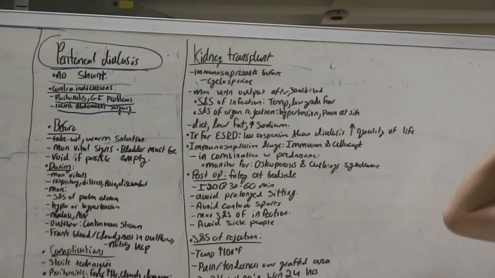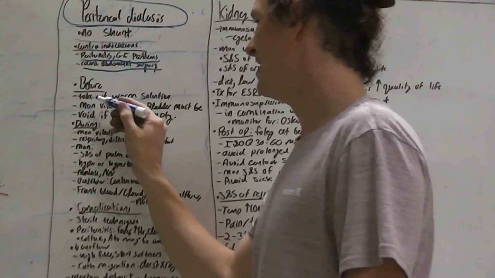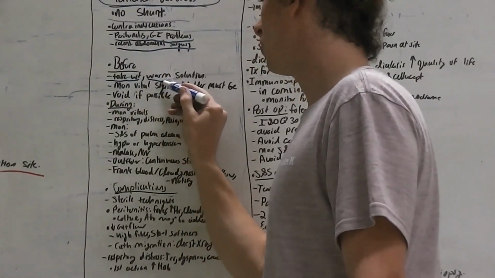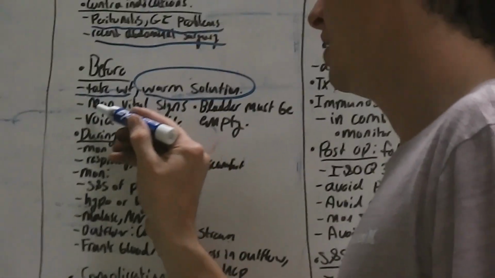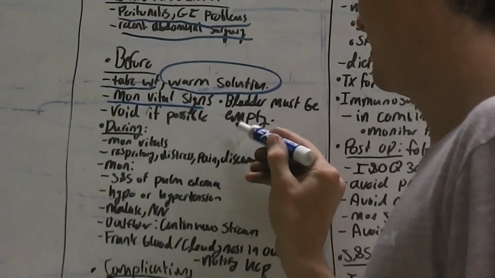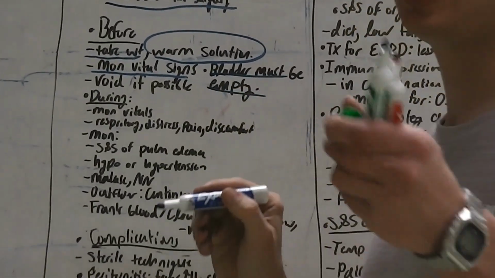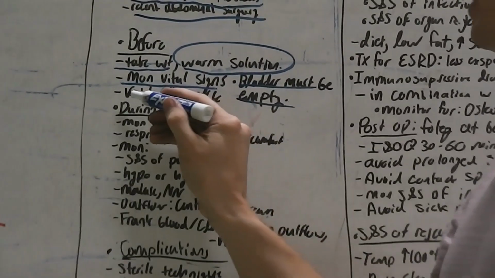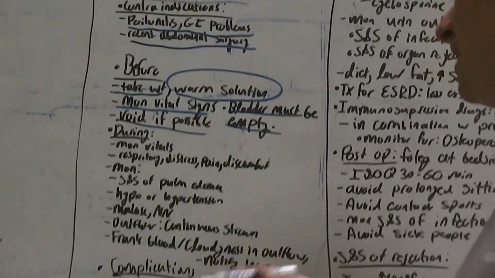Now, before peritoneal dialysis, we need to take the patient's weight, warm the patient's solution, monitor vital signs. The bladder must be empty according to the PowerPoint, and we need to avoid constipation if possible beforehand. So you get the idea.